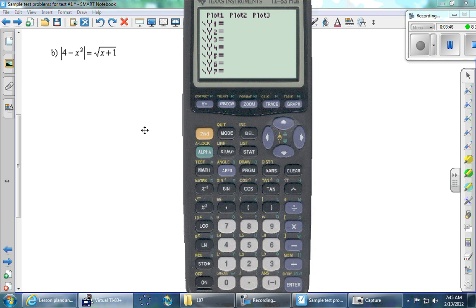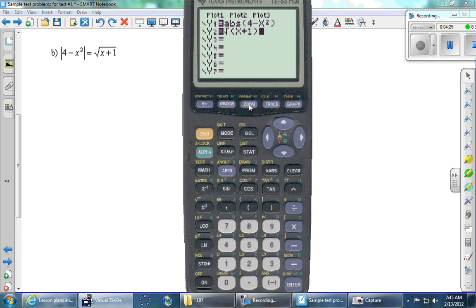First thing, we need to find the absolute value. It's inside of math. You have to scroll to the right to get to this list of things under the number menu, so hit the right arrow once, and then right there, ABS is the absolute value. So hit enter, and then we type in 4 minus x squared, 4 minus x, and then there's a squared button right here. Close the parentheses. Either hit the down arrow or the enter button to go down to the next equation. And then we want the square root of x plus 1. Square root is right here in yellow. Second square root x plus 1.